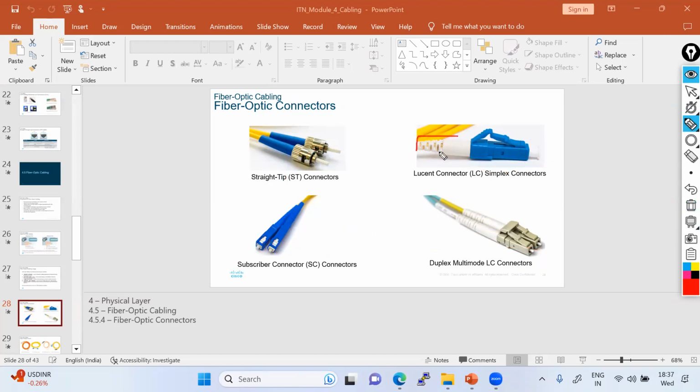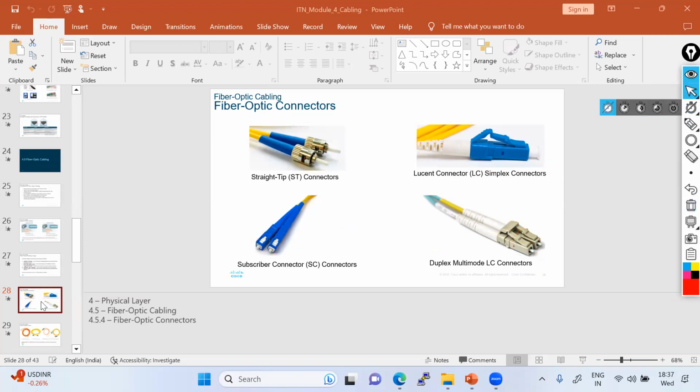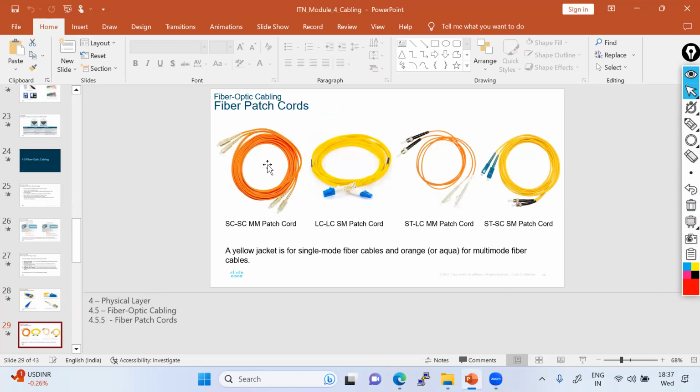Behind this connector, we have the cables, right? But the connector is going to connect to network devices. This connector is going to terminate on the network devices. So you can find the fiber cable and see which connectors are connected and how it looks. You can see here, these are the patch cords. These are again fibers, and these are the patch cords.